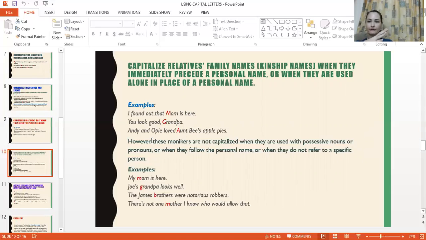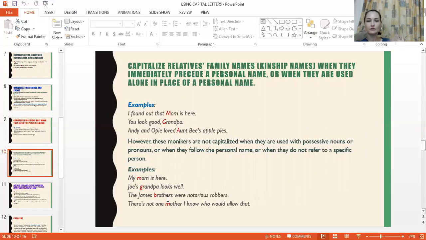Then, when you have a family or kinship name like aunt, followed by a name, capitalize both. Look, Andy and Opie love Aunt B's apple pies. Aunt B, capitalize both. But then, if you have a possessive pronoun or possessive noun before mom, grandpa, or dad, or whatever, then you do not capitalize these kinship names. Look, my mom is here. My is a possessive pronoun, so you do not capitalize mom. Joe's grandpa looks well. Joe's is a possessive noun, so we do not capitalize grandpa.